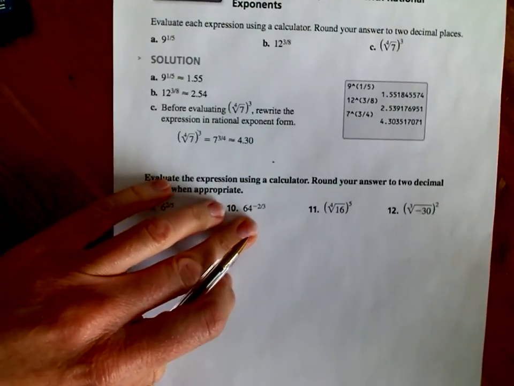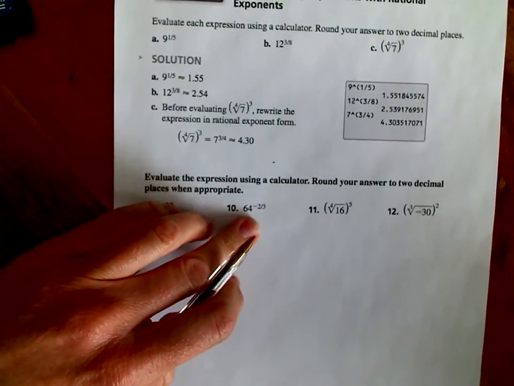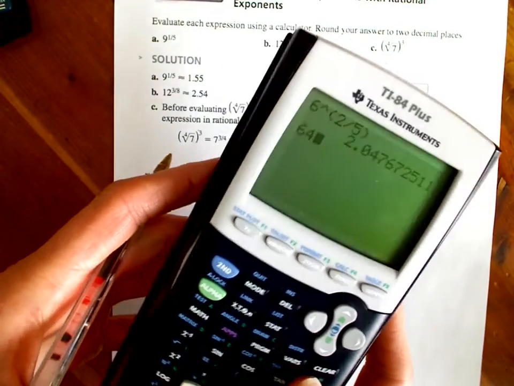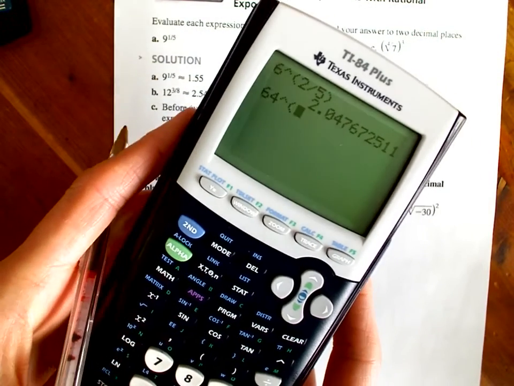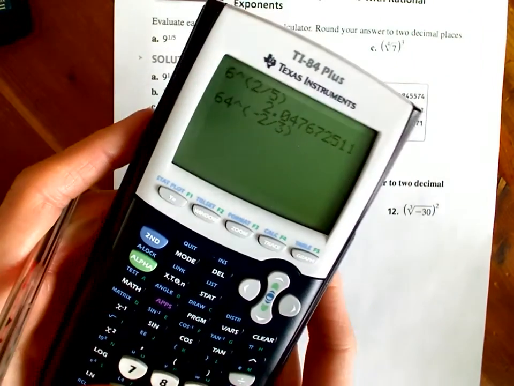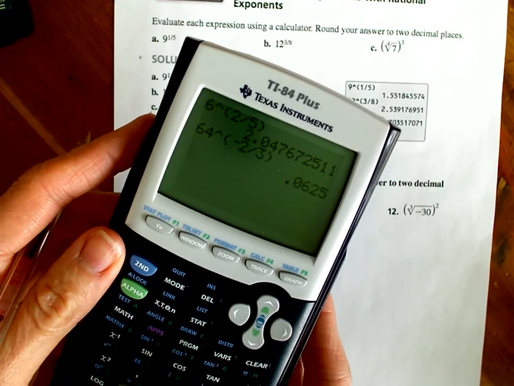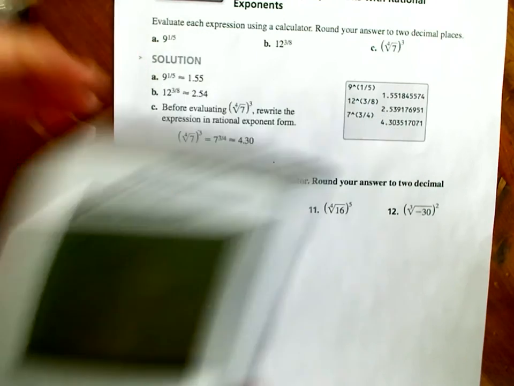You can put in a negative exponent as long as you use the negative symbol, not subtraction. So 64 to the negative 2/3 will be 64 to the power of, and then in parentheses, negative 2 divided by 3. Just make sure you use the negative key, not the subtraction key. You get about 0.06.